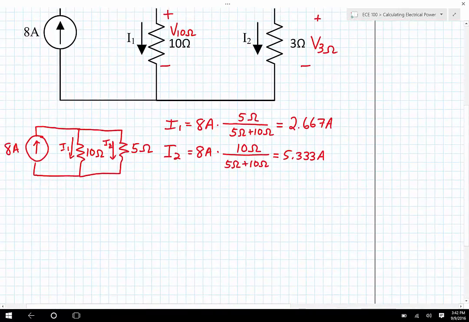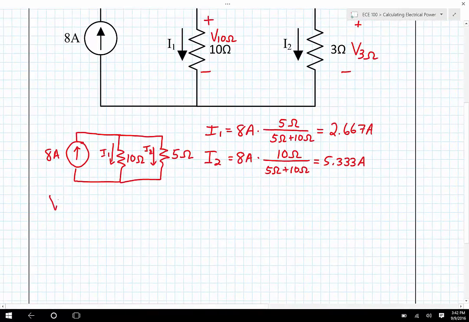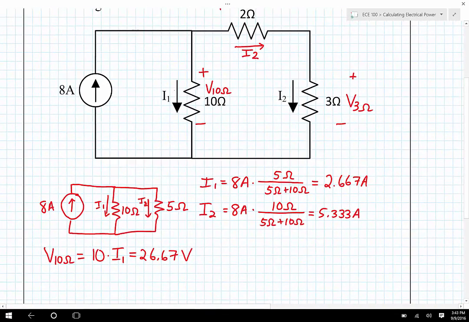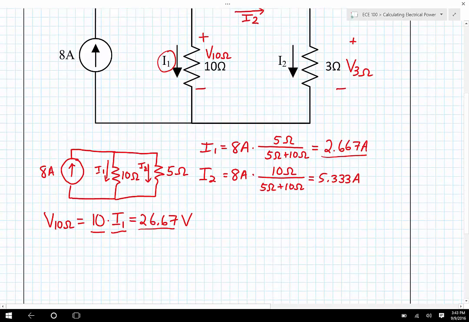So I'm going to calculate V sub 10 ohms. V sub 10 ohms is going to be 10 times I1, which is 26.67 volts. So just as a reminder, we had I1 right here. It's flowing downward through a 10 ohm resistor. So this is 10 ohms times I1. 10 times I1, which was 2.667 amps, gives us 26.67 volts.